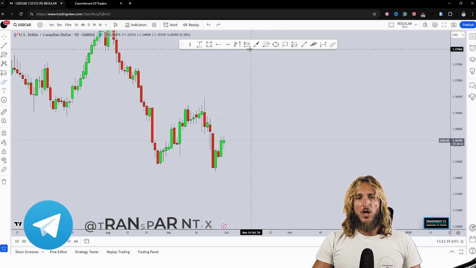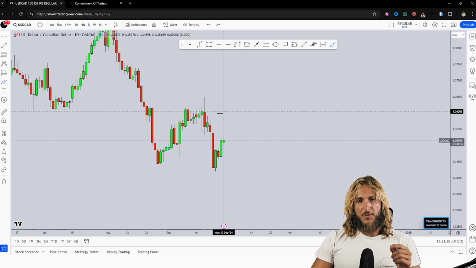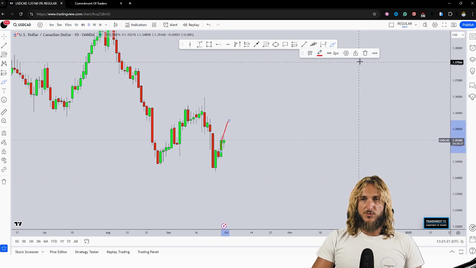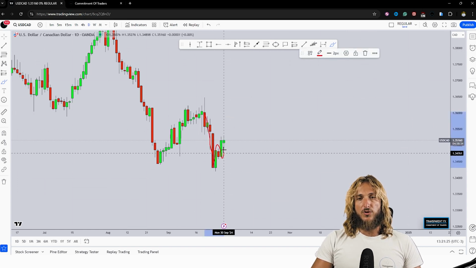Now back to the analysis. What do we have here on the daily time frame? Now, from a technical perspective here on the daily, in creating this move to the upside, the market is currently starting to create this W formation.